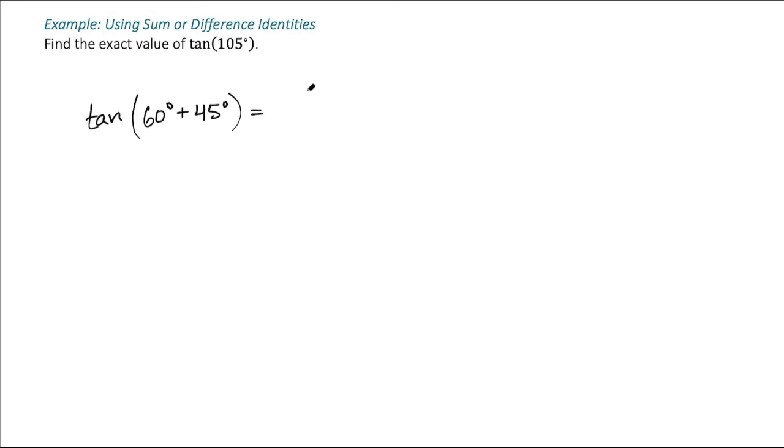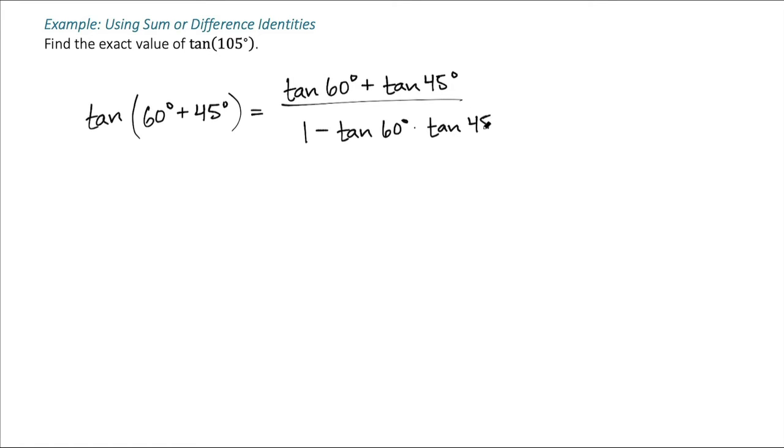The tangent of a sum of angles is the tangent of each angle, so tangent of 60 degrees, plus the tangent of 45 degrees, over 1 minus the tangent of each of those, and then we're multiplying those. Okay. All right, and then we can now evaluate each of these tangents.